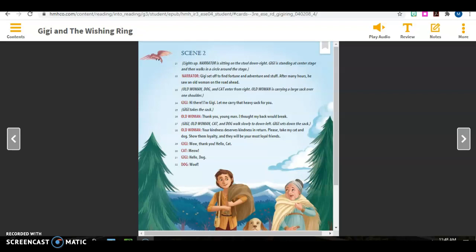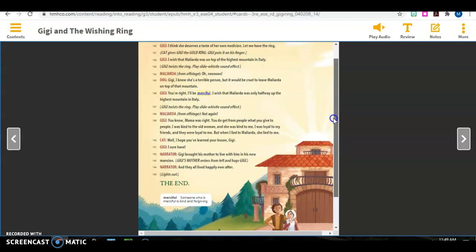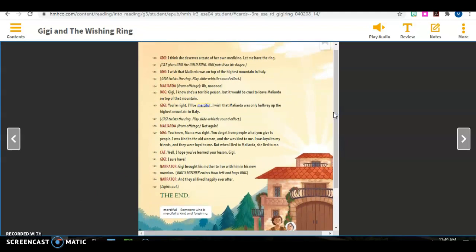How is this theme different from the topic of the play? Well, the topic of the play is Gigi's adventure, but the theme is a lesson that Gigi and the readers have to learn. So now I want you to turn to page 338 in your My Book. We're going to read this page together.